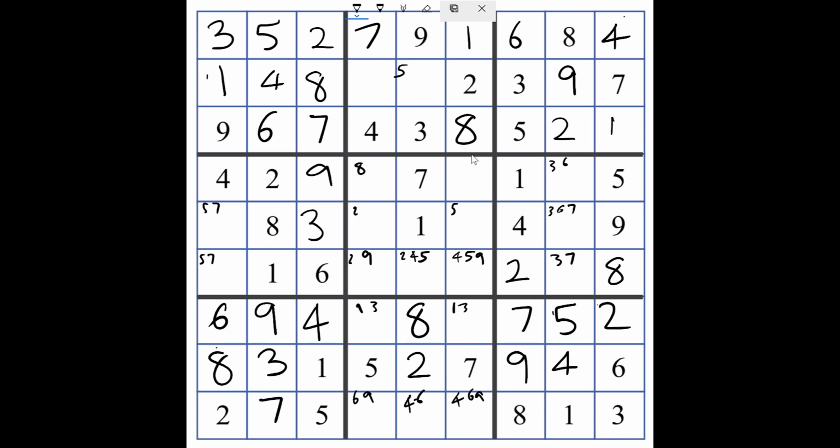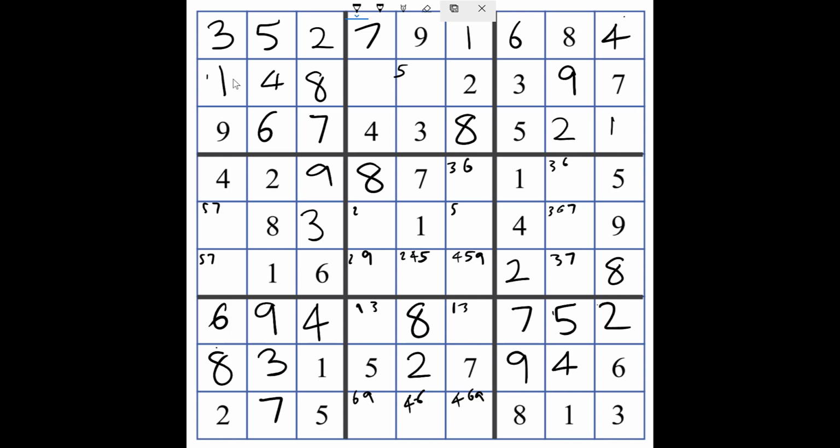Let's check our 8s. No 8s there. No 8s there. No 8 there. So this has got to be an 8. So let's check this column. We've got 1, 2. We've got the numbers 3 and 6 missing, and there's nothing to eliminate them. So either of those could be 3 or 6.